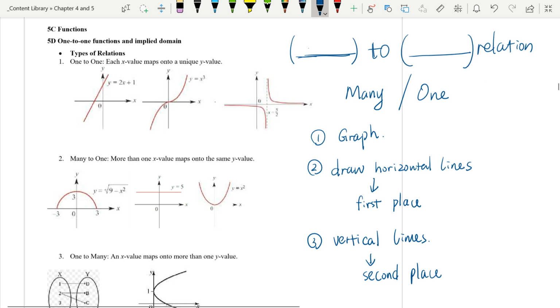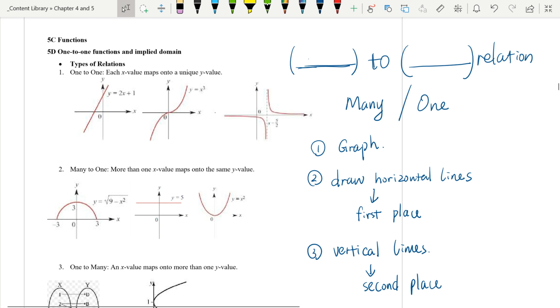So what decides the first bracket? You draw horizontal lines on this graph or any graph you have. You can draw a lot of horizontal lines. For example, this is a ruler, a horizontal line. I just move my ruler down and see how many times it intersects with my graph. Anywhere I put my ruler on this graph, does it only intersect once? Yes or no?